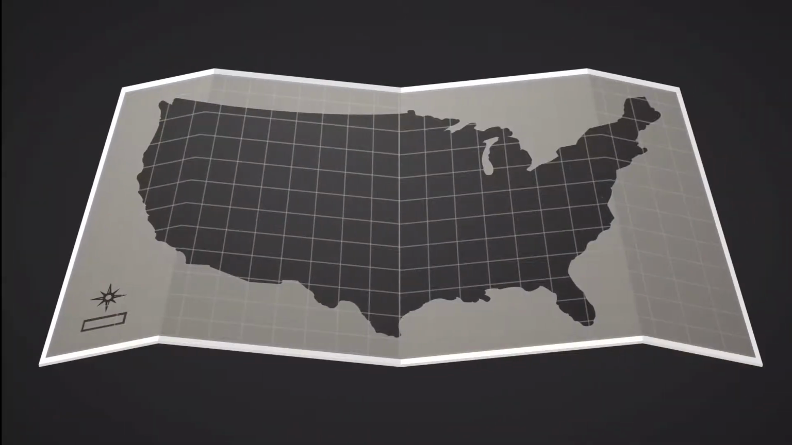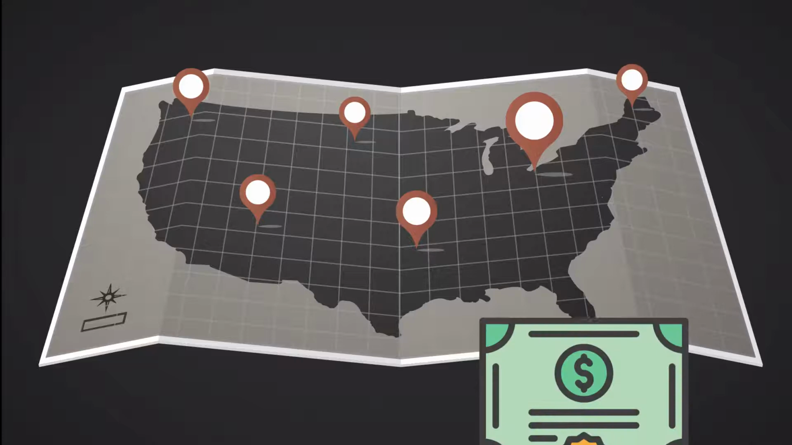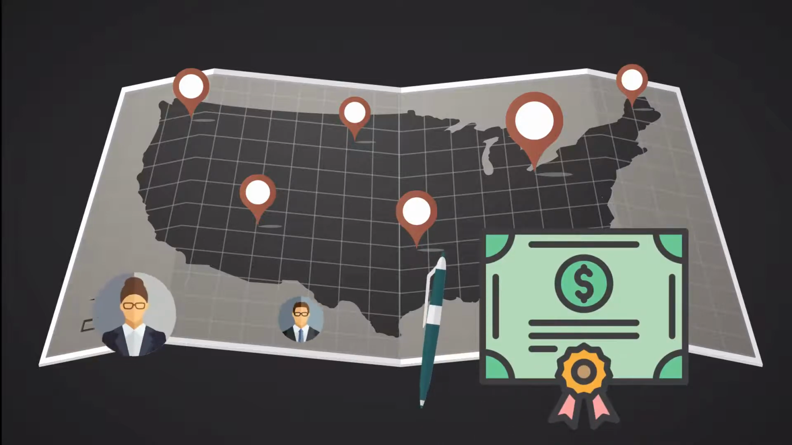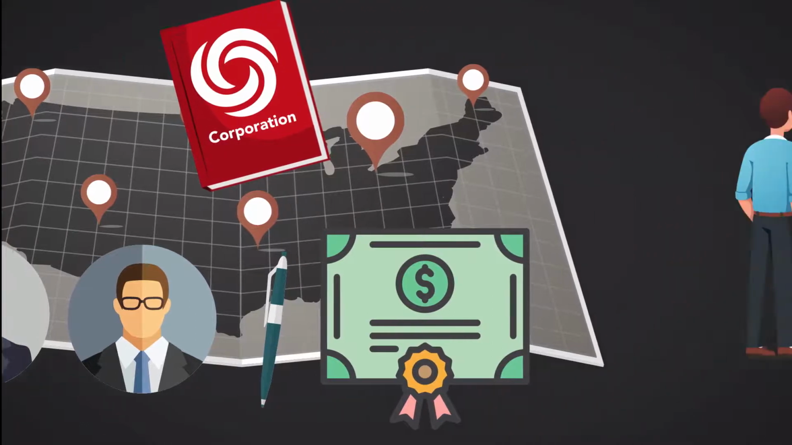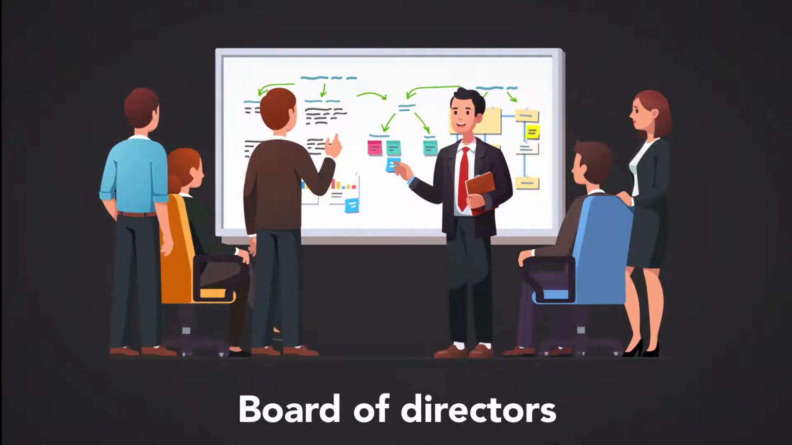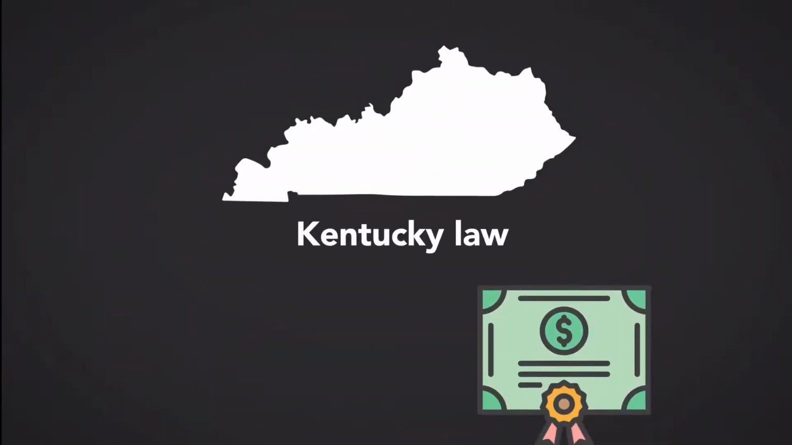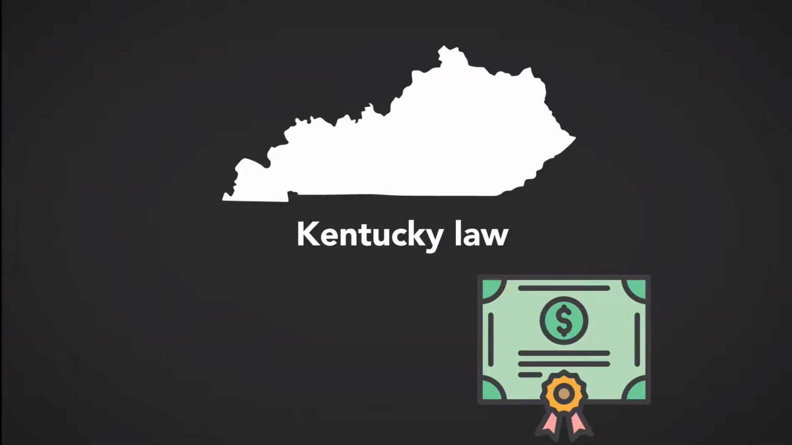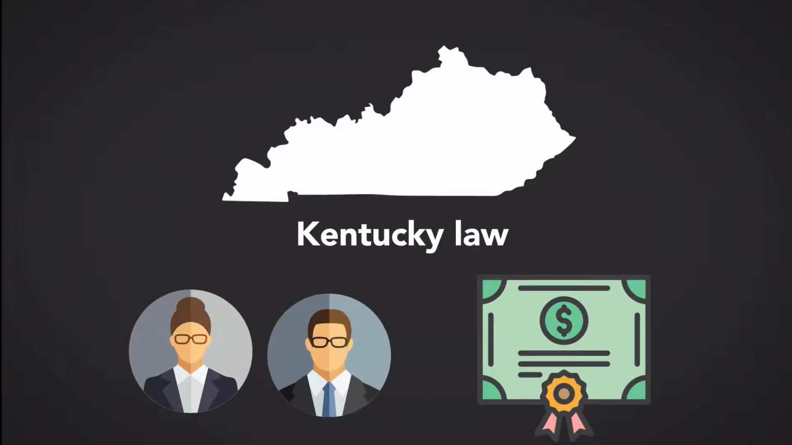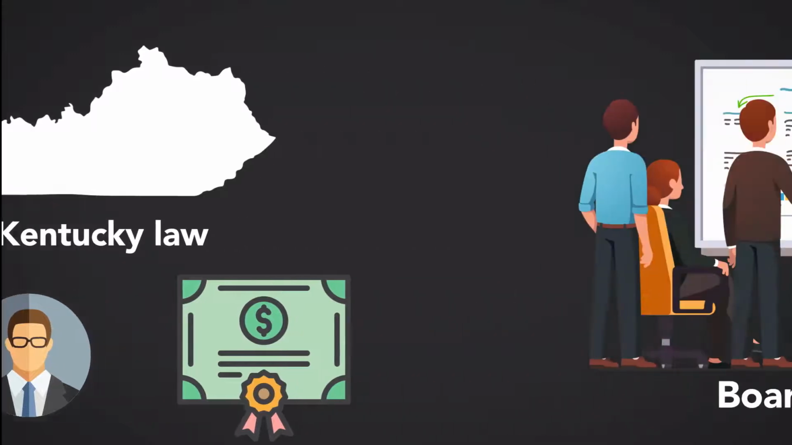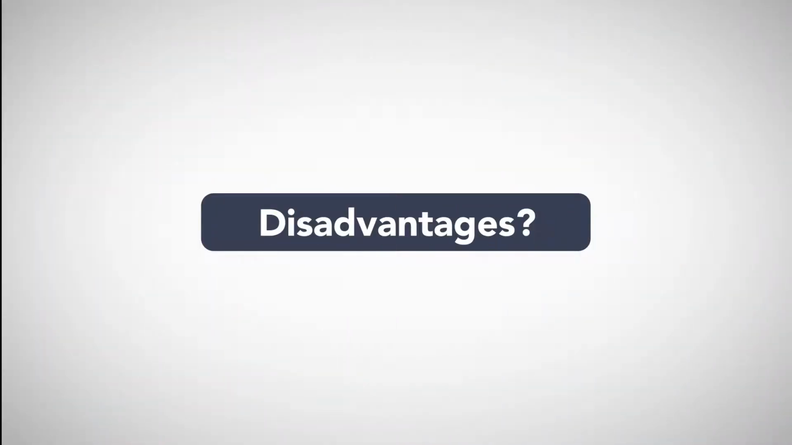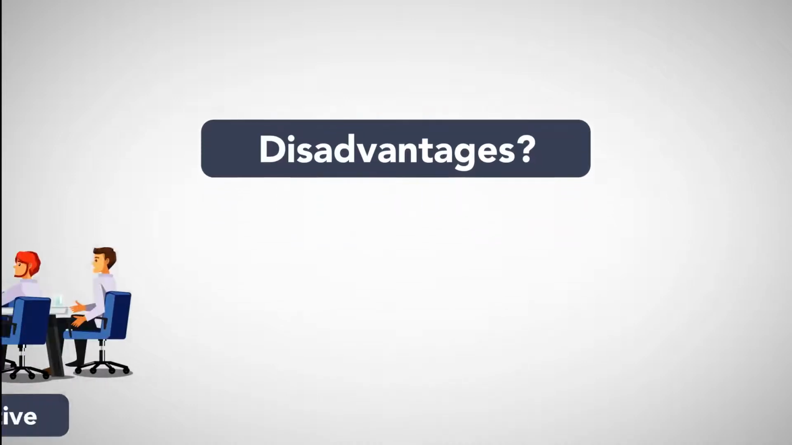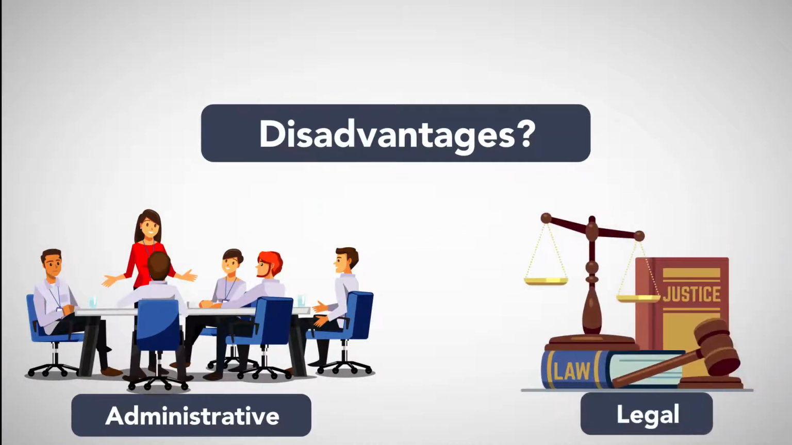For example, a state may require that the issued certificate must be signed by 2 officers designated in the issuing corporation's bylaws or by the board of directors. Under Kentucky law, for example, a share certificate must be executed by 2 officers designated in the bylaws or by the board of directors. The disadvantages in holding stock in certificate form are both administrative and legal in nature.